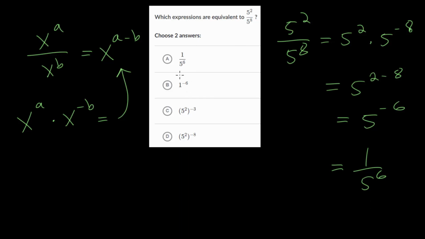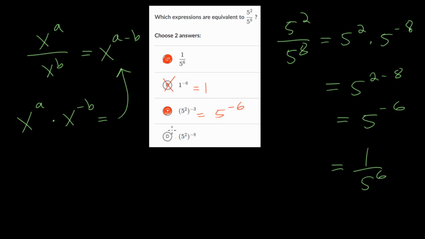So now going to our answers, you can see choice letter A, we finished with that part, so that's correct. And 1 to the minus 6, or really 1 to any power, is equal to 1. So B is not going to be correct. In this one, you have an exponent to an exponent, so we can multiply those and get 5 to the minus 6. But that's what we had, so C looks correct.